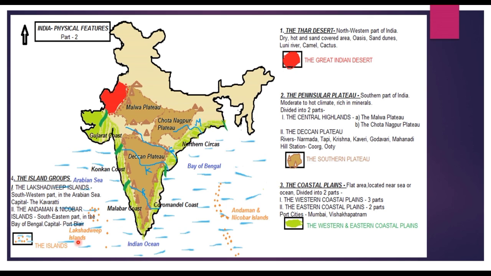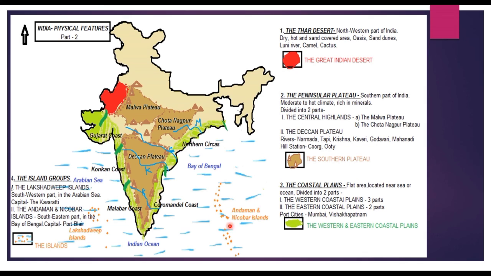Next, the Lakshadweep Islands are located in the Arabian Sea to the southwestern part of India. This island group is the smallest union territory of India. Kavaratti is the capital. The Lakshadweep Islands are small coral islands, some of which are uninhabited. Some of the main islands are Minicoy and Agatti.